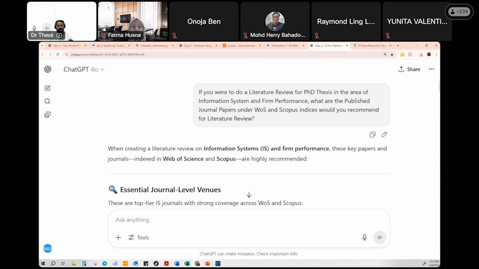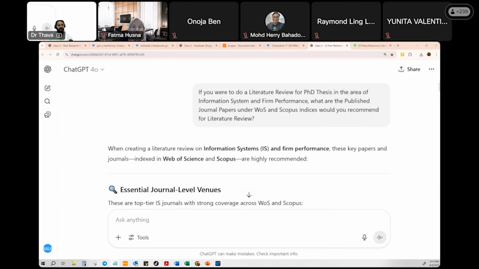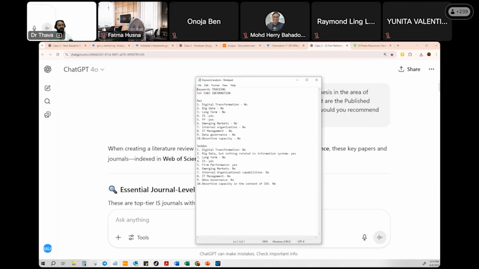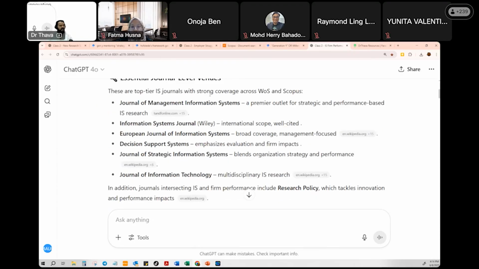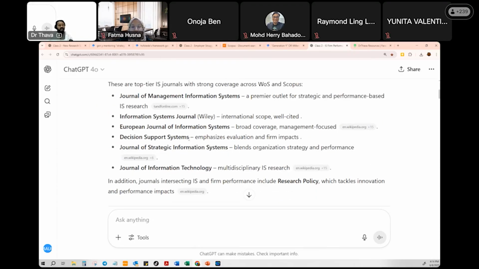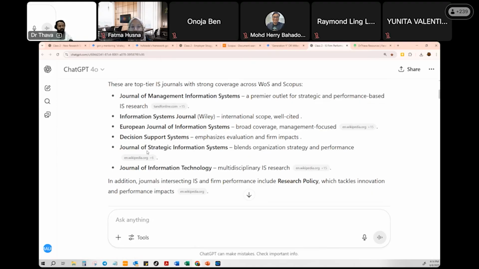Wait, I forgot to open a few other files. Okay, so then it says blah, blah, blah. You see, the AI generated some very good journals: Journal of Management Information Systems, Taylor and Francis, Information Systems Journal under Wiley, European Journal of Information Systems, also under Wiley I think, Decision Support Systems, Journal of Strategic Information Systems. All these are very good journals.